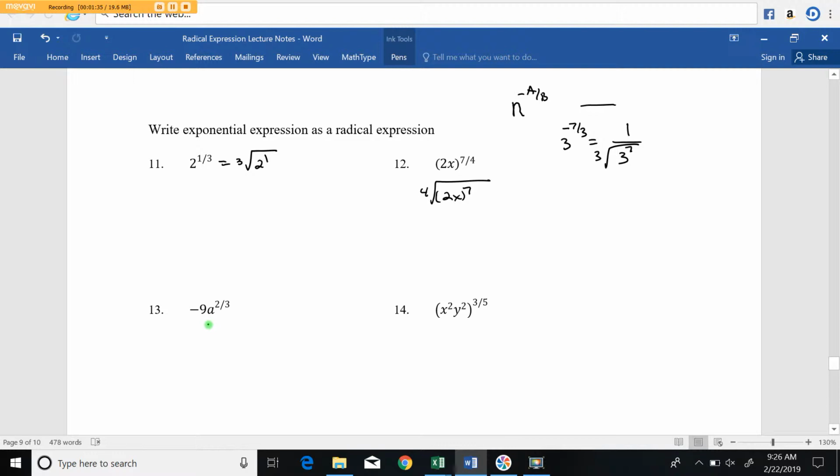Okay, number 13, this 2/3. First thing to realize is this -9 sitting in front of it doesn't have anything to do with the 2/3. If this were in parentheses, then this would apply to -9, but it's not. This -9 is just a number sitting in front, and this is the cubed root of a squared.